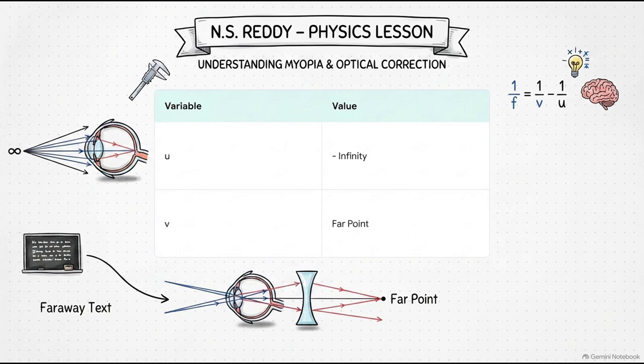Now, for those of you who appreciate the underlying math, the code of these solutions, here is the exact calculation required to bridge the gap between infinity and the eye's biological limitation. Your u, the object distance, sits at -infinity. That represents the faraway text on the blackboard. Your v, the image distance, is the myopic far point. We aren't just solving a random math problem here. We are calculating the exact, bespoke diverging power needed to take the infinite world and virtually project it right up to the boundary of what that specific eye can biologically handle.